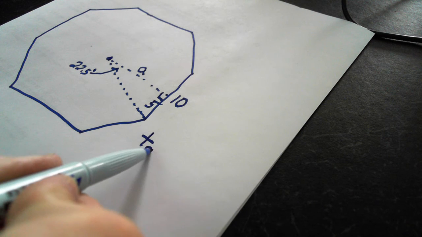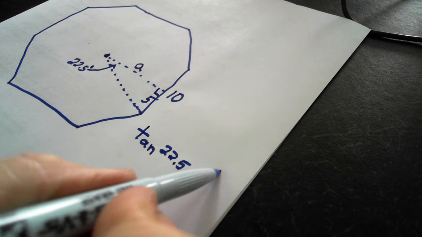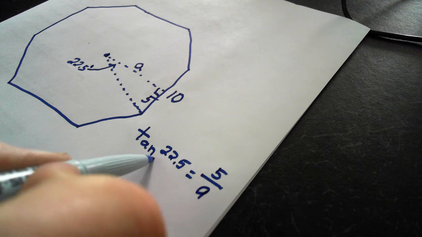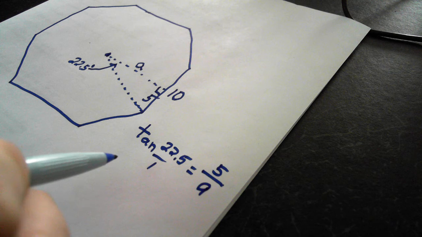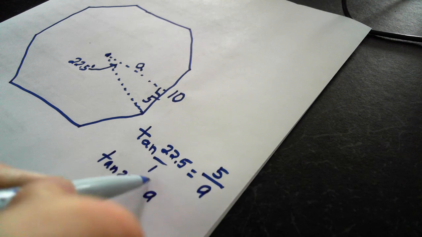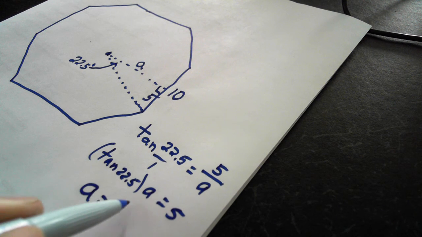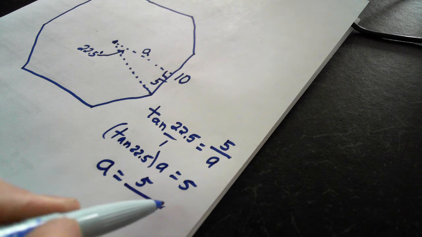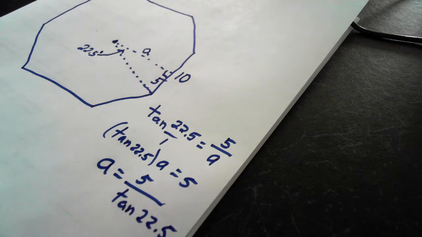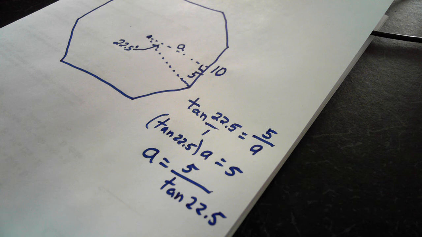Tangent of 22.5 is equal to 5 over A. Do a little cross multiply on that. It looks like tan of 22.5 times A is equal to 5. So the apothem is equal to 5 divided by tan of 22.5. Now we're going to go do our formula because we know the apothem, and I think we can get the perimeter now.